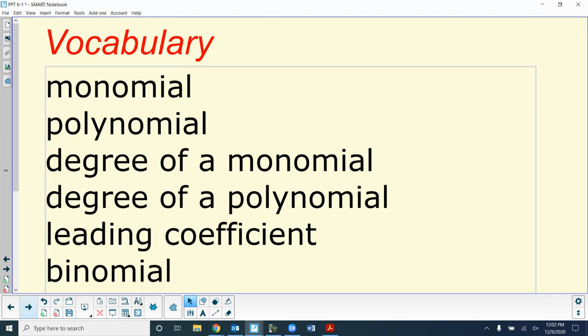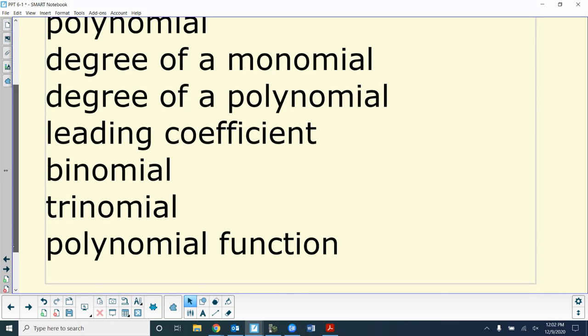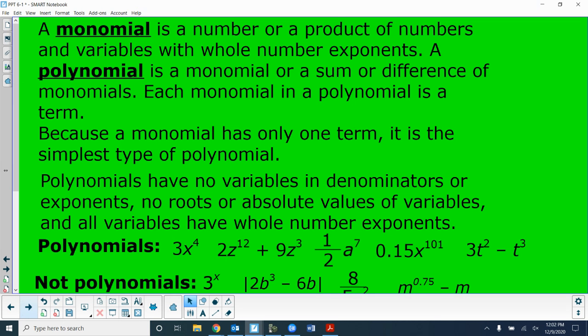All right, and then some vocab. Monomial, polynomial, degree of a monomial, degree of a polynomial. You'll know all that by the time you leave today. Leading coefficient, binomial, trinomial, and a polynomial function will be the graphing part where we just put it in our calculator. So a monomial is a number or a product of numbers. Product means multiply, right? And variables. So we have numbers and variables together with whole number exponents. Our exponents will be whole numbers for these problems right now.